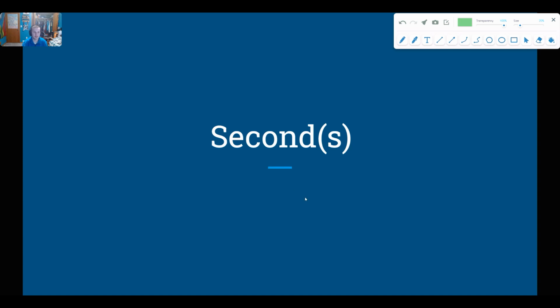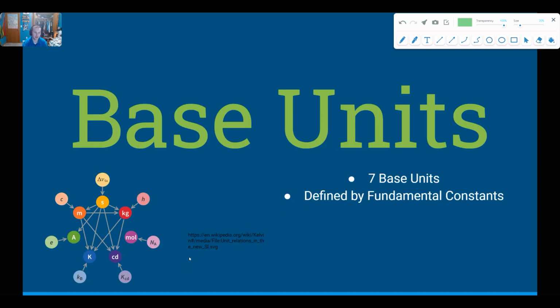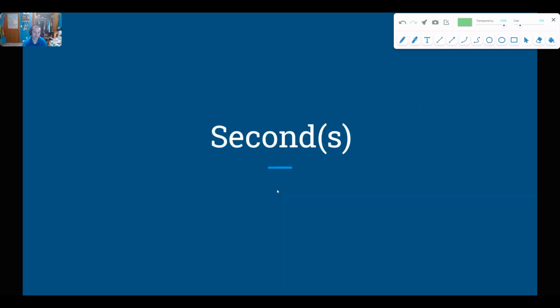So first up we have the second. If we go back right here, you can see that 1, 2, 3, 4, 5, 6... just 5. Yeah, no, just 5. Sorry. So the meter, the amp, the Kelvin, the candela, and the kilogram all depend on the definition of the second. So the second is a very important base unit, and it's one that we are very familiar with in our everyday lives. Okay, so the second is where we're going to start off.